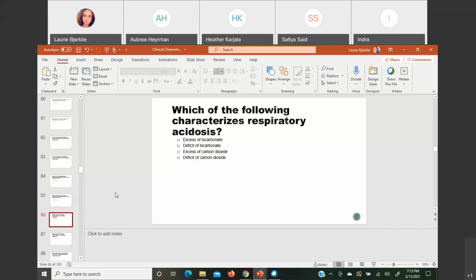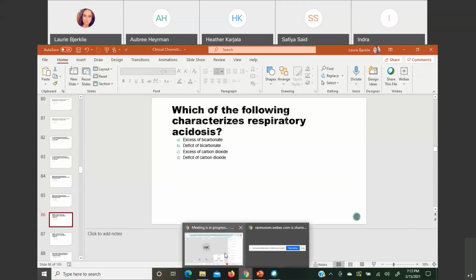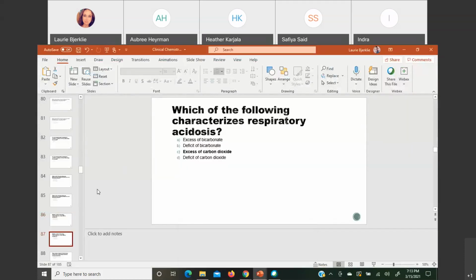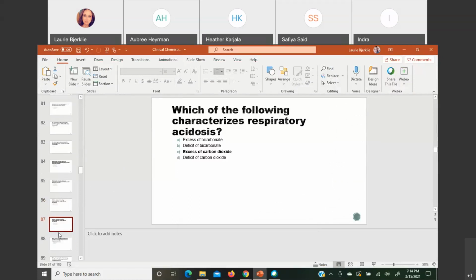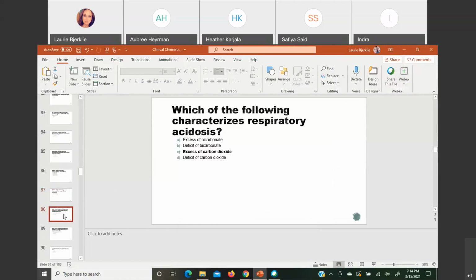Okay, which of the following characterizes respiratory acidosis? Okay, we got a bunch of answers. And it is good. So respiratory, we knew it had to do with carbon dioxide. If it's acidic, we have lots of carbon dioxide, too much acid. Perfect. Good. Excessive carbon dioxide.